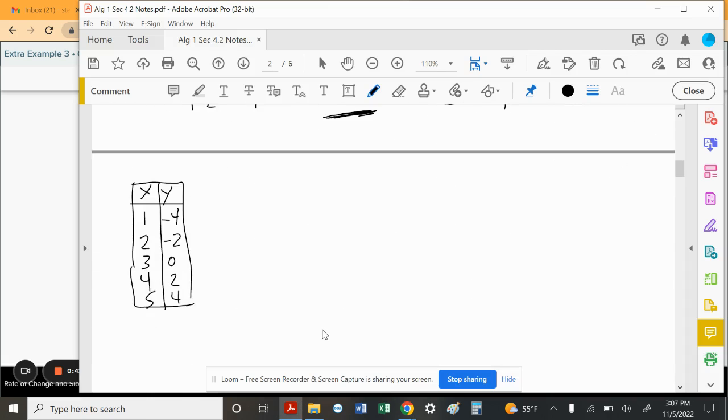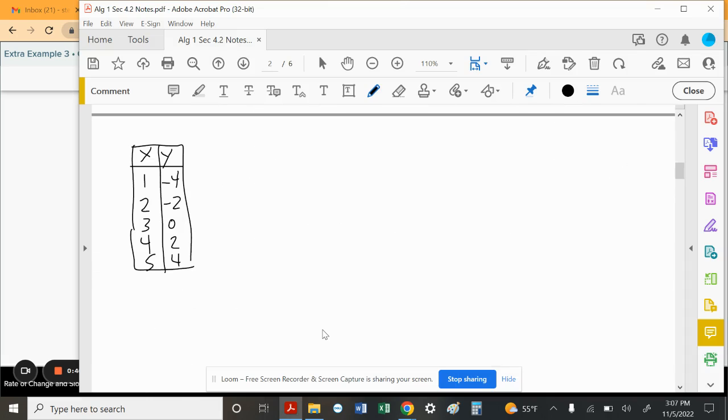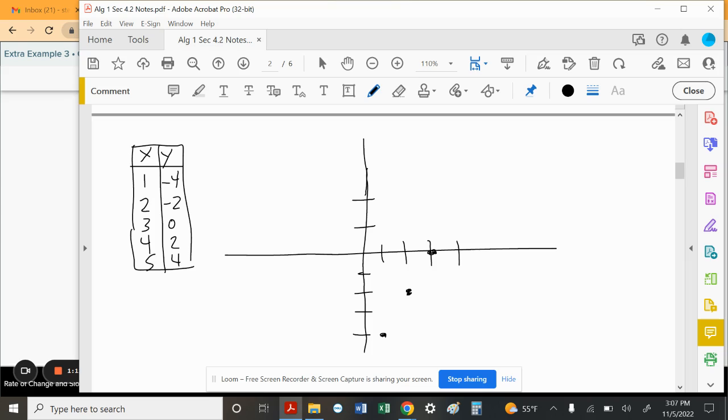So if I were ever asking you to do something like that, what I would actually prefer that you do is graph those points. And so I have 1 and -4. I have 2 and -2. I have 3 and 0. I have 4 and 2. I have 5 and 4.